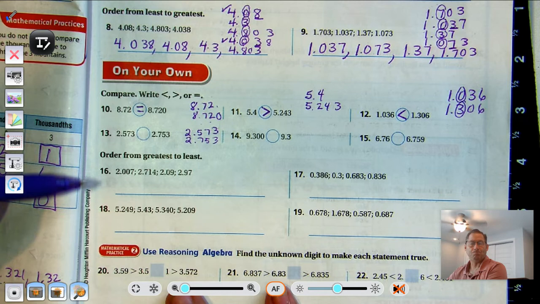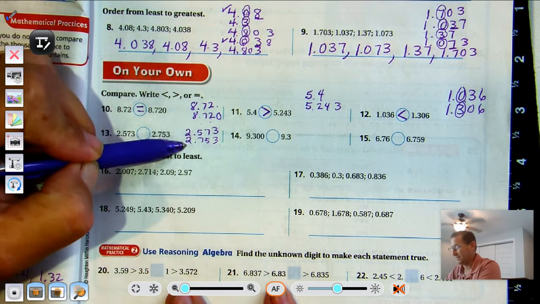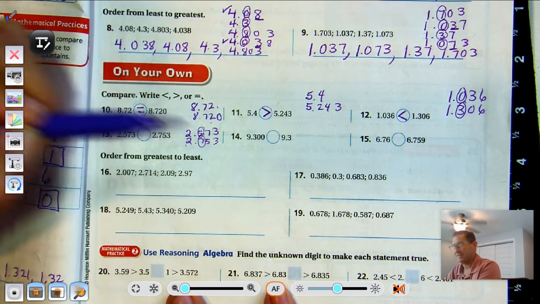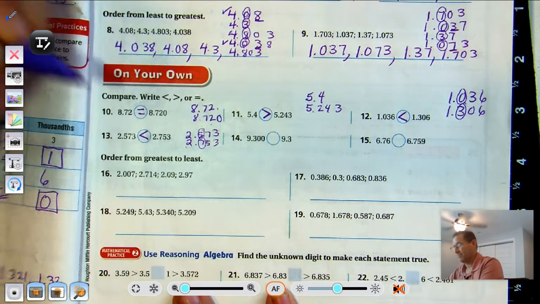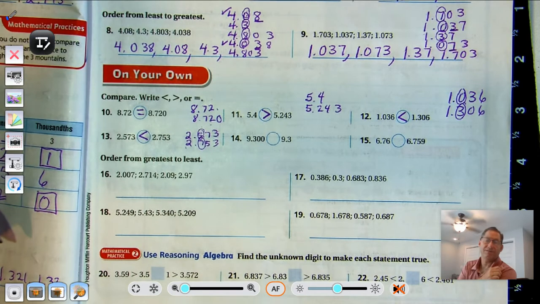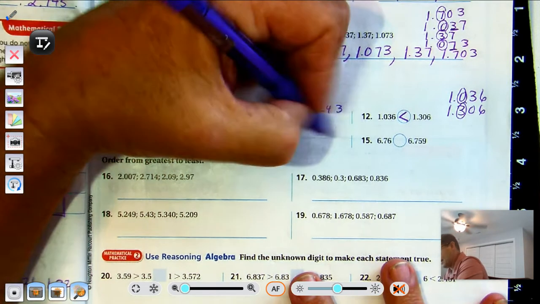Okay. So if we line up the decimal values, the 2 ones are the same. 5 tenths and 7 tenths are different. 5 tenths is less. So 2 and 573 thousandths is less than 2 and 753 thousandths. Number 14.